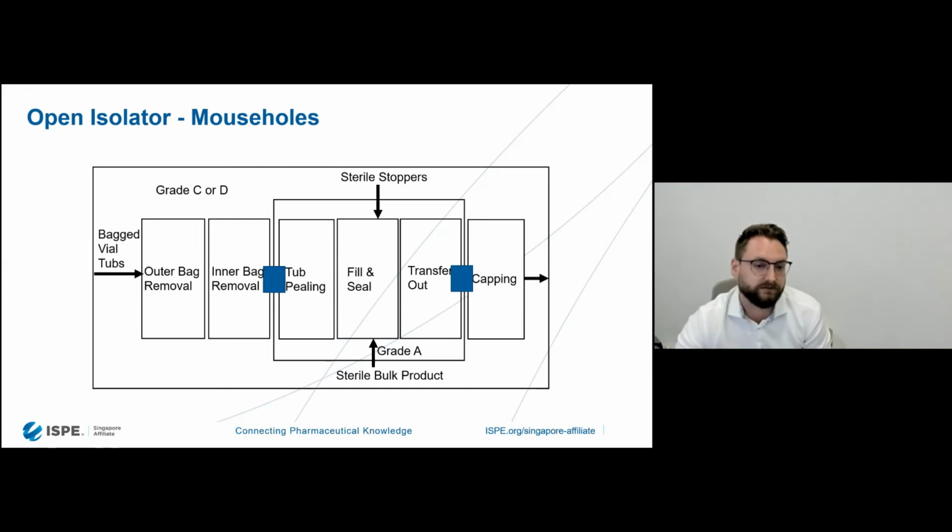So these openings here are what are referred to as mouse holes. Generally, those have to be sealed during the decontamination cycle, and then they're opened once you maintain positive pressure inside, so that air is always cascading outside of the grade A zone.